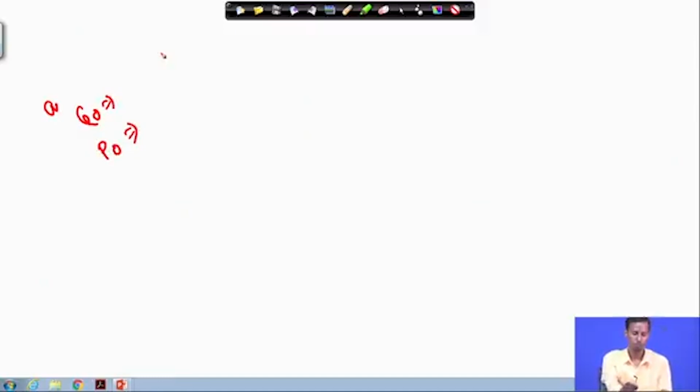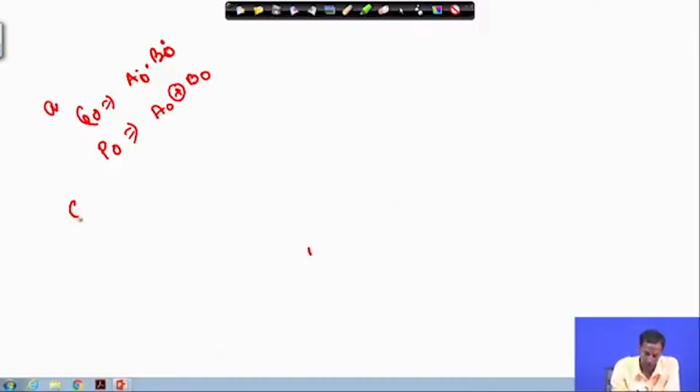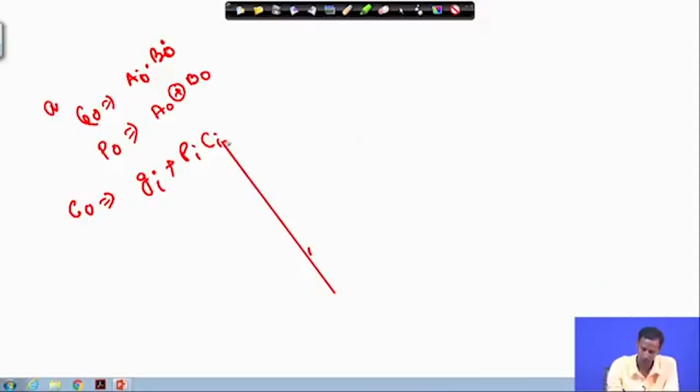Now, for generation, what is that? That is Ai into Bi, so that means A0 into B0. For P0, that is A0 XOR B0. Now for Ci, what I can write is Gi plus Pi into Ci minus 1. Sorry, this is Ci minus 1, and this is Ci.